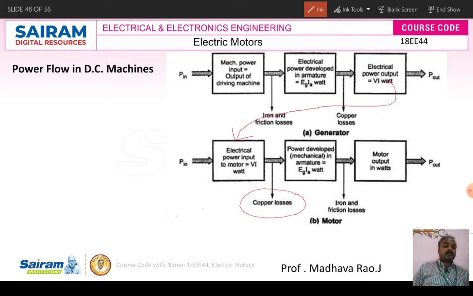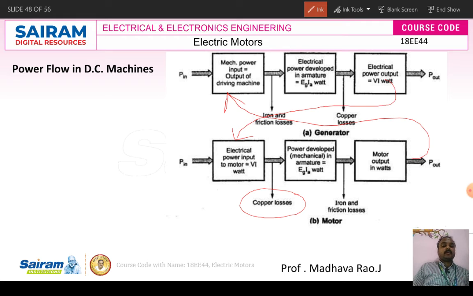Transformer core, motor core will produce losses, and friction losses due to bearings and wind friction will be produced. So then if you subtract these from the mechanical power developed in the DC motor, that is the motor output in watts. So motor output in watts is equal to P output, that if you give to the generator, that will be the input to the generator.